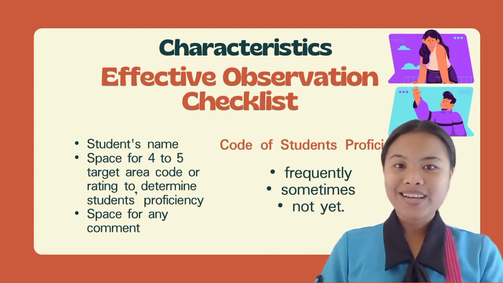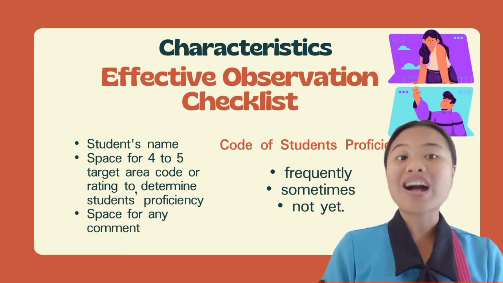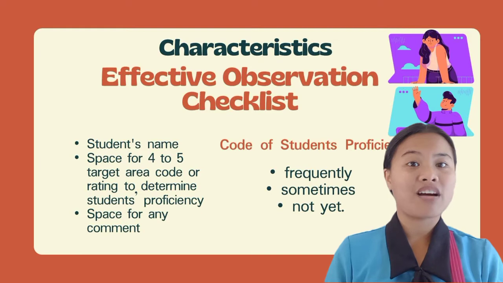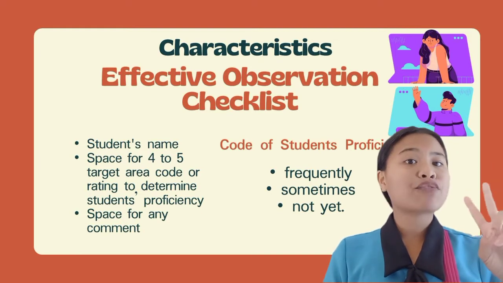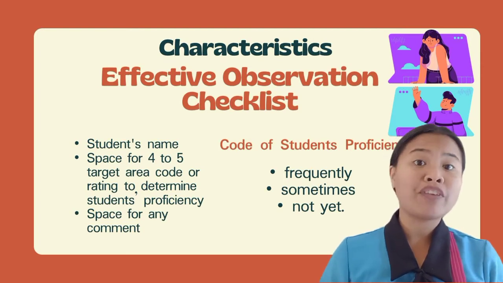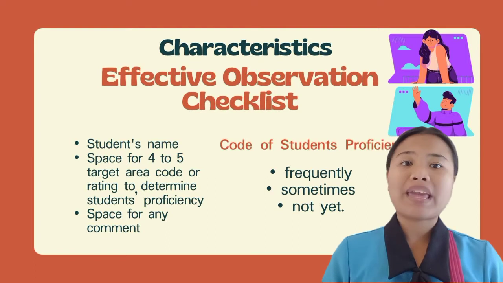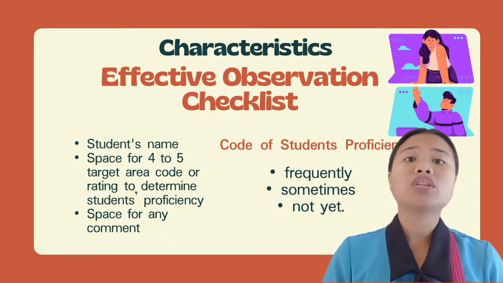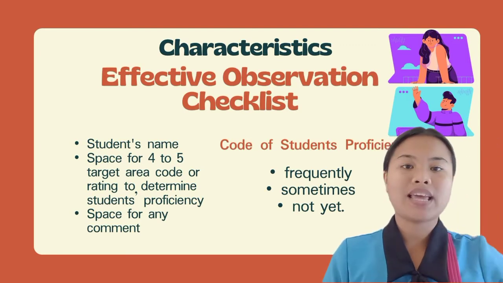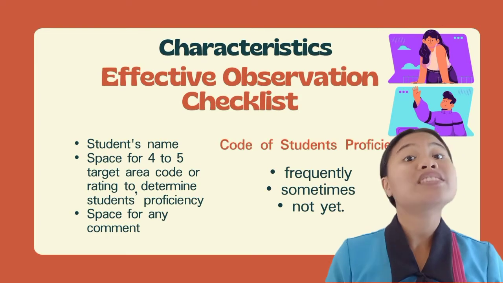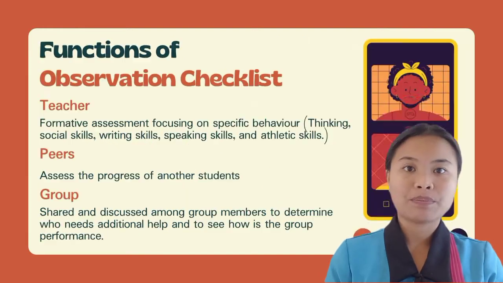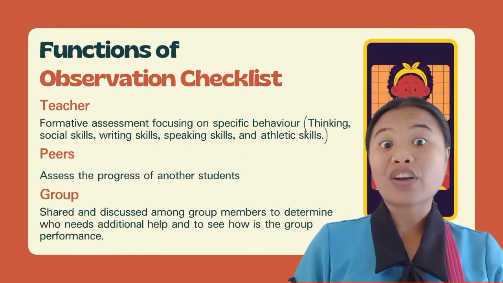Let us continue. The second area is about the characteristics. An effective observation checklist consists of the student's name, space for 4 to 5 target areas, a code or rating to determine students' proficiency, and also a space for any comment. And here are the codes of students' proficiency: frequently, sometimes, and also not yet. This should be seen in the observation checklist for the teachers to be guided on how to do it.